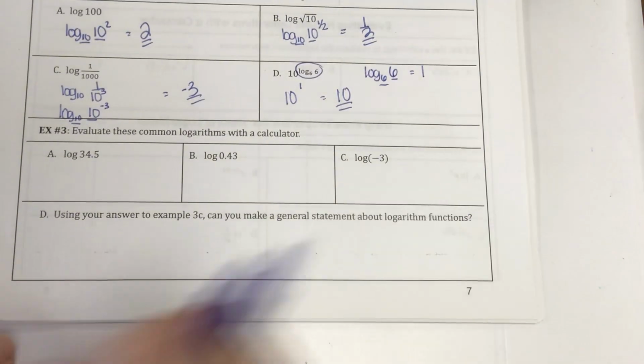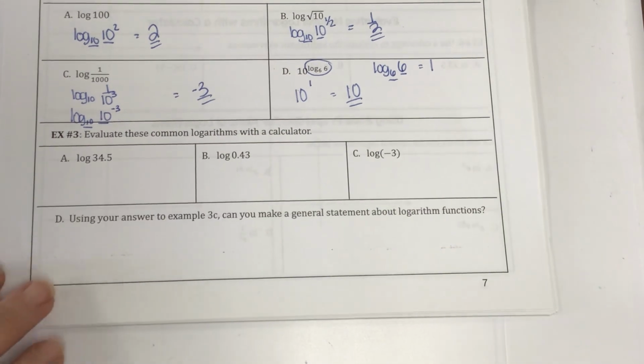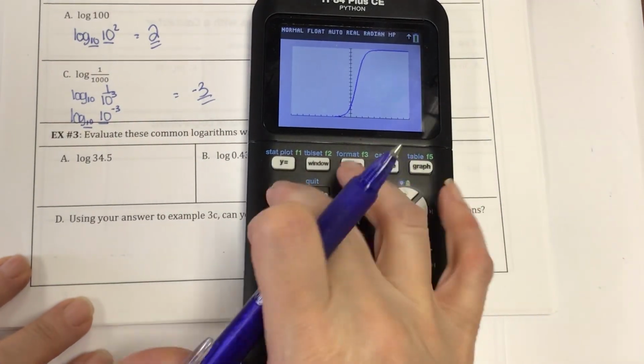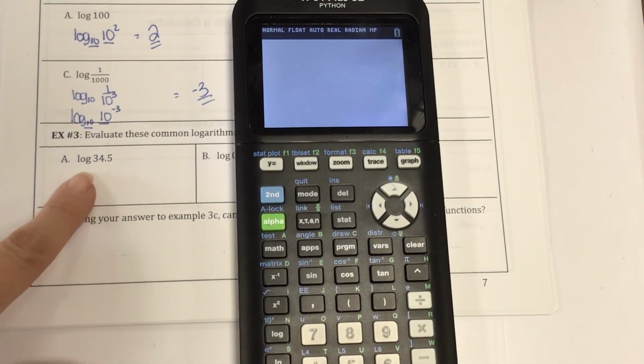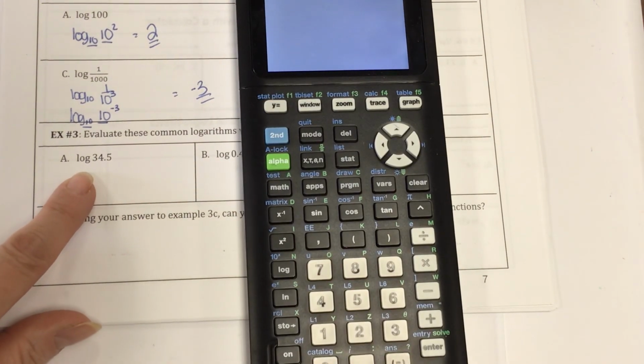The next piece says to evaluate them with a calculator. Well, when you're doing that, you just use that log button on your calculator.